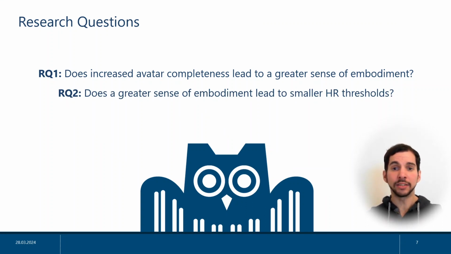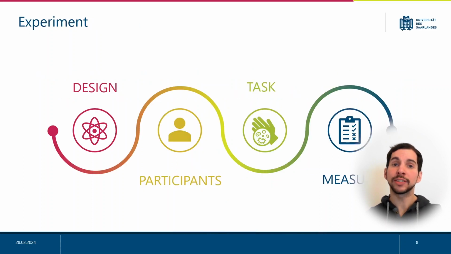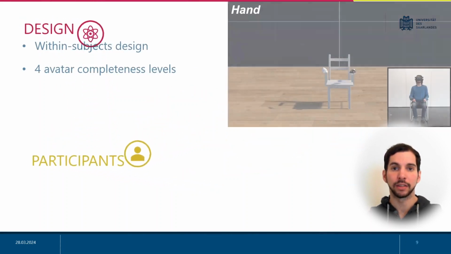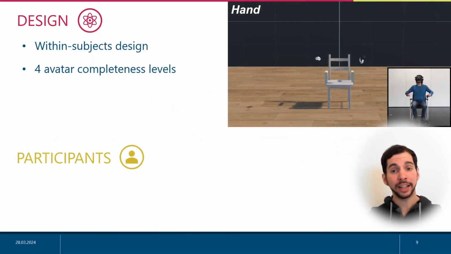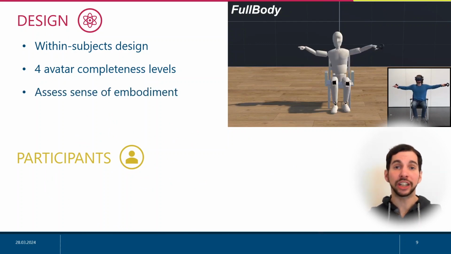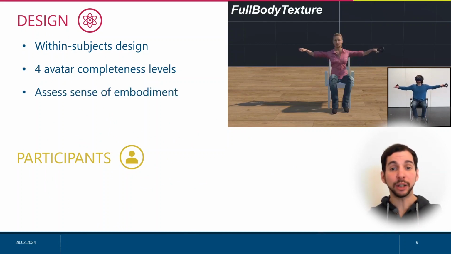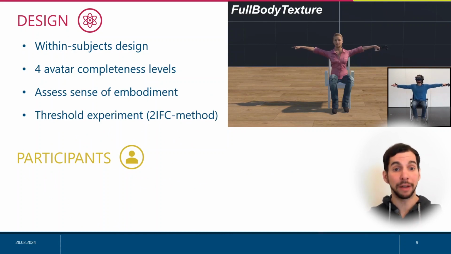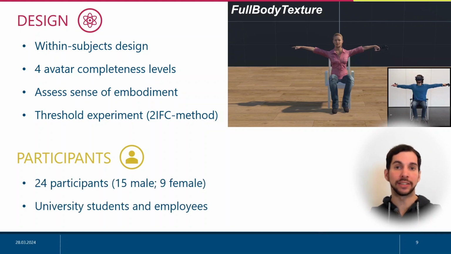To investigate this, we designed a two-phase within-subjects experiment comparing our four avatar completeness levels. In phase 1, we assessed the sense of embodiment felt towards an avatar. In phase 2, we conducted a threshold experiment using the psychophysical two-interval forced choice method. And as a side note, in case of the full body texture avatar, participants could freely choose one of the two options. We recruited 24 participants from our institution and the local university.